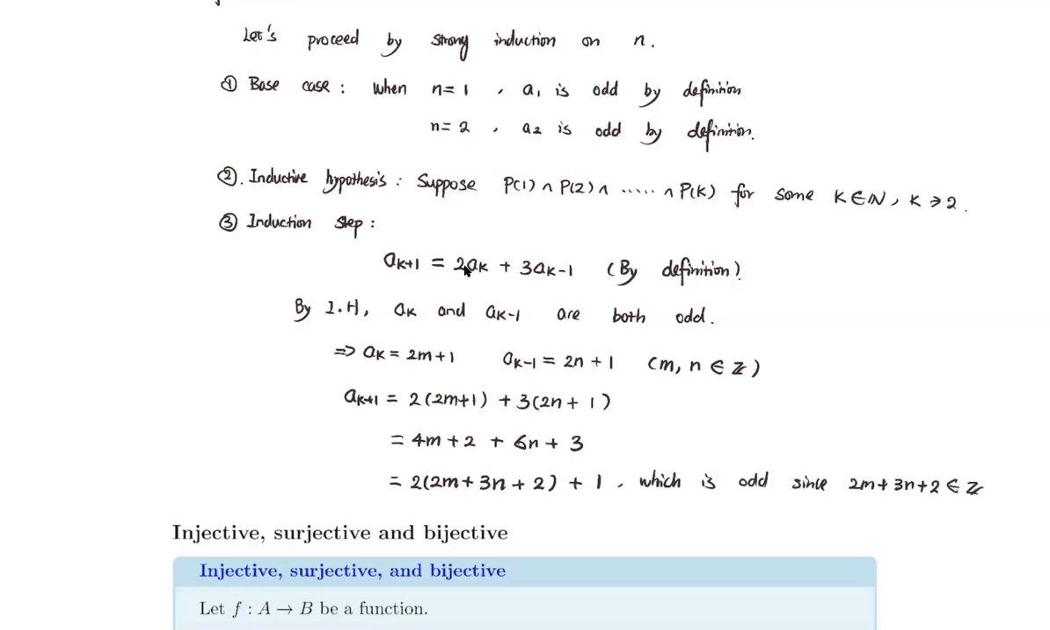The minimum possible value for k here is 2, yes. Because if you put 1 here, it's a2 equals 2a1 plus 3a0. We don't know what a0 is, so it's not defined. So the minimum value to make this equation defined for k is 2.